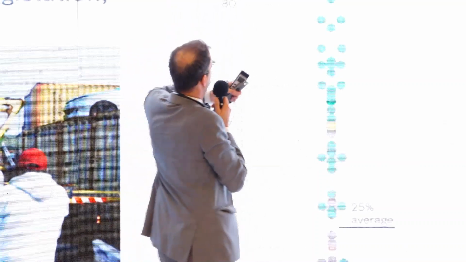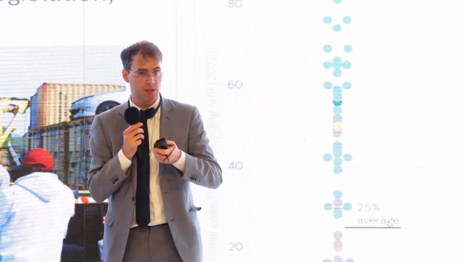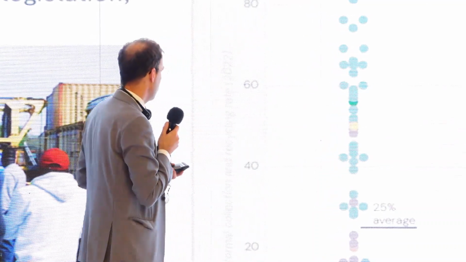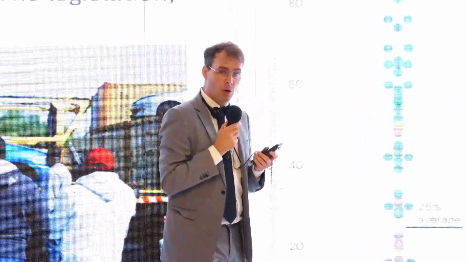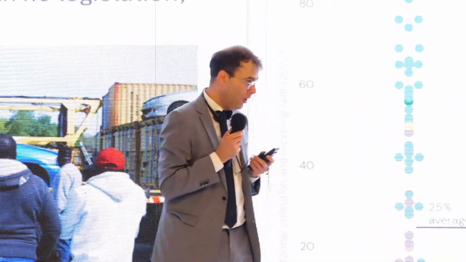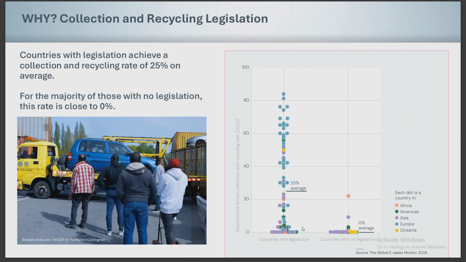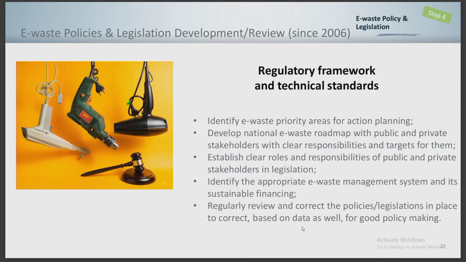And some countries have a very high collection rate, such as Switzerland or Bulgaria or some other countries, which have a long history of this. And some countries have legislation, but they are just starting, and they are still collecting less than 5%. However, if you have nothing in place, the average is close to 0%. It's very difficult to set up a system without having proper legislation.